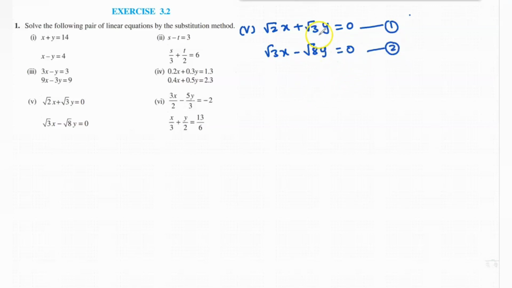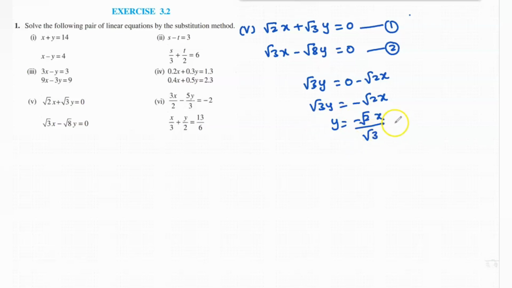Now from equation 1 we can bring out the y value by sending root 2x to the other side. So 0 minus root 2x is equal to minus root 2x, from which y is equal to, sending root 3 to the other side, minus root 2x by root 3. Okay, so let it be equation number 3. Let us substitute this equation 3 in equation 2.